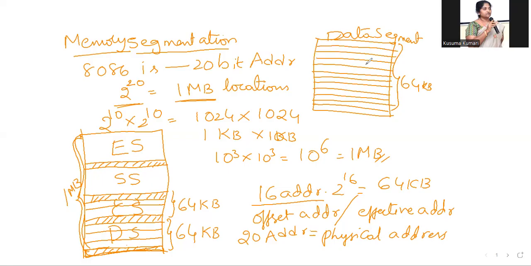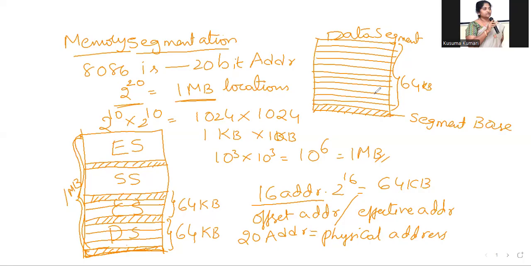These are all the memory locations. Out of these many memory locations, the starting memory location is the segment base. This segment base address is available in the corresponding segment registers.